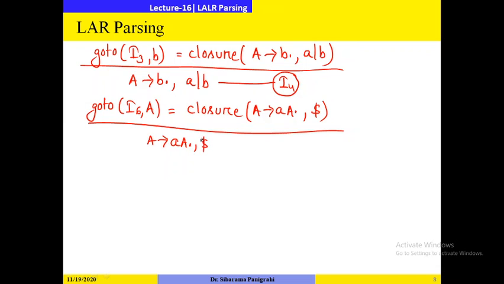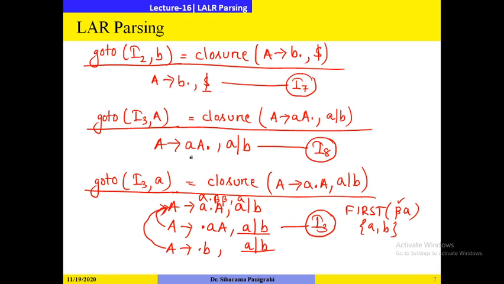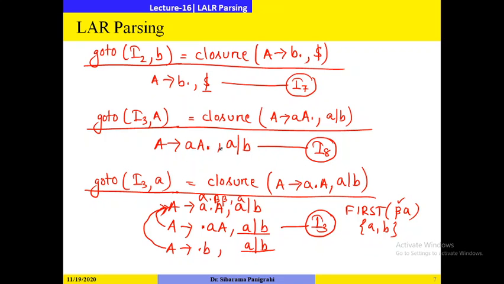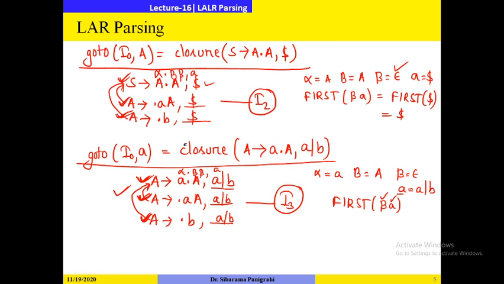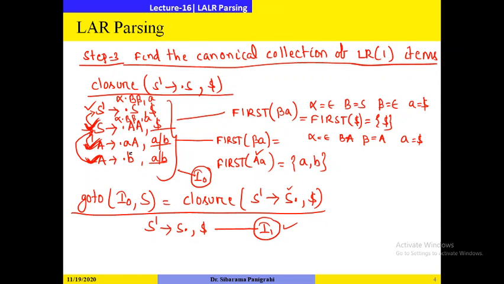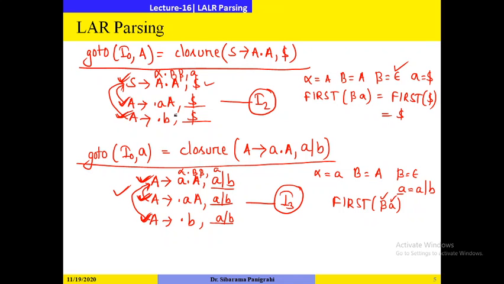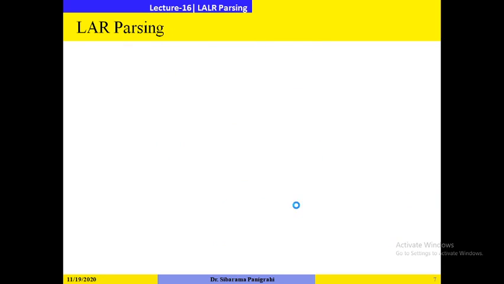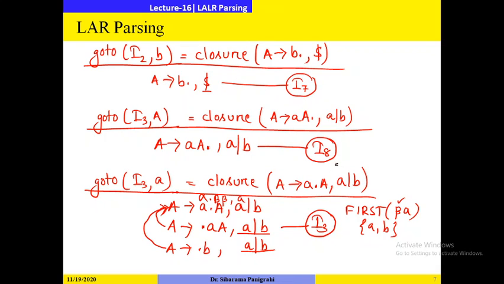Now let us check whether this is an existing item or a new item, right? So let us go through this. A gives to A dot dollar. Let me start from I0. No. No. No. You see, A gives to A dot comma dollar, in I6. No. No. You see this one.